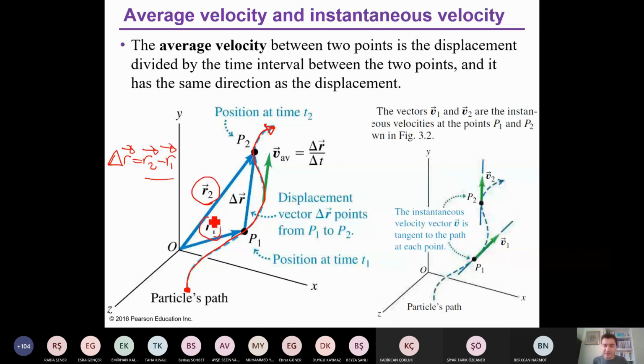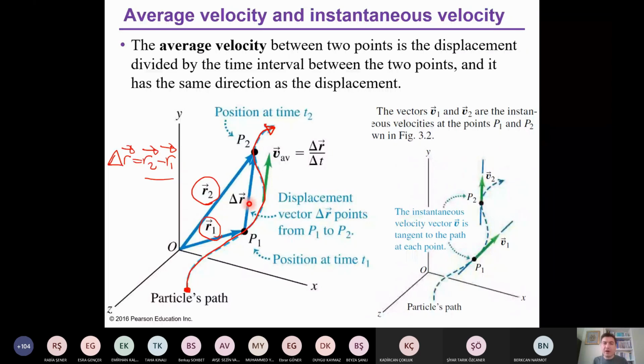How to subtract vectors? We have learned during the first chapter. You have to put them tail to tail, right? This is the first vector, r1, and we have the second vector, r2. In order to get this subtraction, r2 minus r1, you have to put them tail to tail. And then the vector from the head of this vector to the head of this vector will give us the resulting vector, delta r. This is the displacement vector.